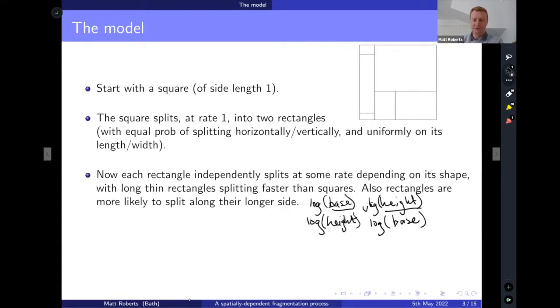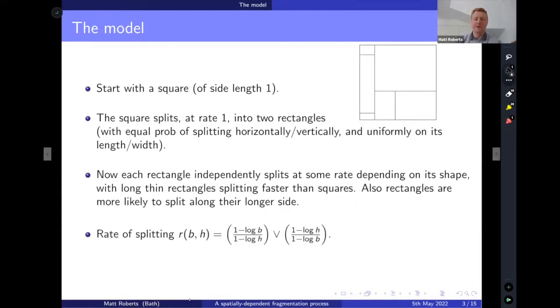Apologies for the handwriting. So that's basically what we do. There's the slight added complication that if we just had log of base divided by log of height, well, we start from base and height both being 1, so we then have 0 divided by 0, which is a bit inconvenient. So we stick on this extra 1. We look at 1 minus log of base and 1 minus log of height instead. And that has the properties that we want: it's 1 if we have a square, and it goes to infinity as you get arbitrarily thin.